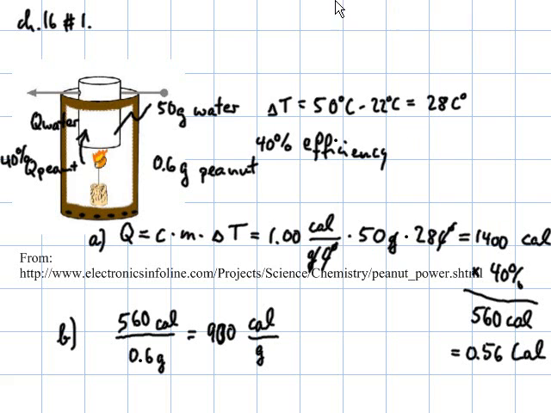However, then I made a mistake in my first recording, and that is I multiplied with 40%. That is not true. I'll show you what I have to do. 1,400 calories is what the water receives, but that is only 40% of what the burning peanut gives off, which means what the burning peanut gives off must be quite a bit higher. How much higher? Well, what I have to do is not multiply with 40%, but divide by 0.4. Dividing by a percentage is rather strange, so I'm not going to do that, but instead I divide by 0.40.